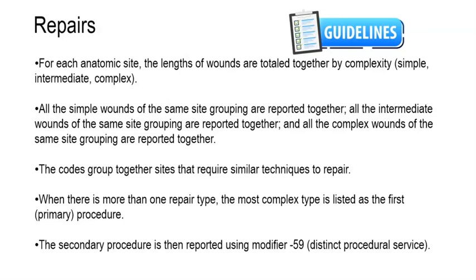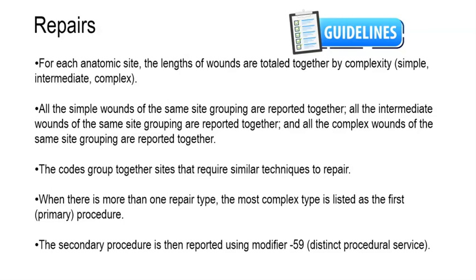As an example, CPT code 12001 groups superficial repairs for body sites: scalp, neck, axilla, external genitalia, trunk, and extremities. The extremities include the hands and the feet.